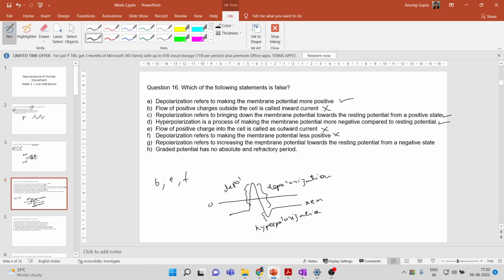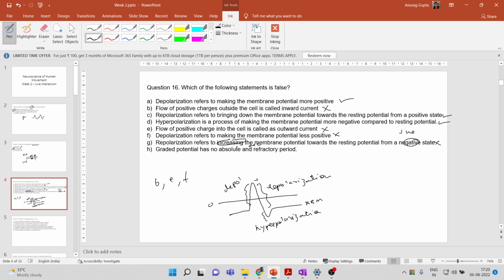And repolarization refers to increasing the membrane potential towards the resting potential from a negative state. Again, this is a false statement, right? This is not the correct statement. First of all, it is not increasing, but it is decreasing the membrane potential towards the resting potential from a positive state. Correct? It should be positive, and it should be decreasing. So here you can see repolarization from a positive state, we are trying to bring it down to a negative state. So this is also false.